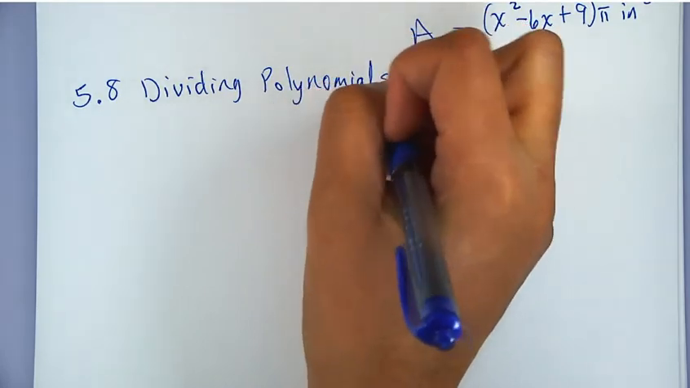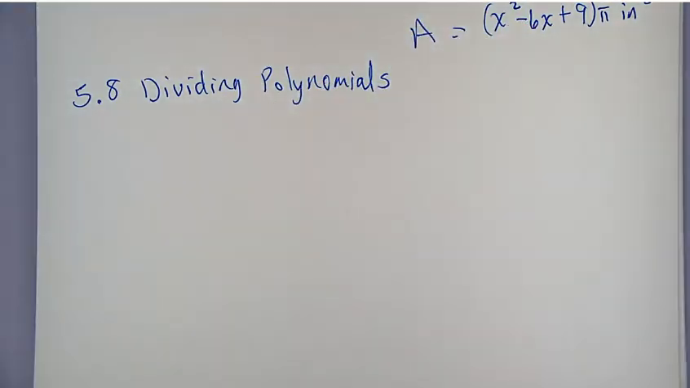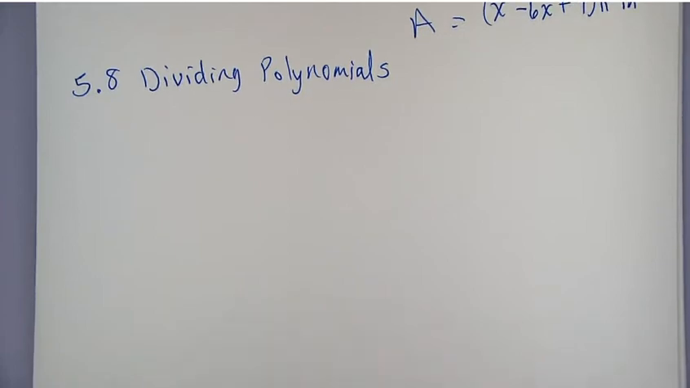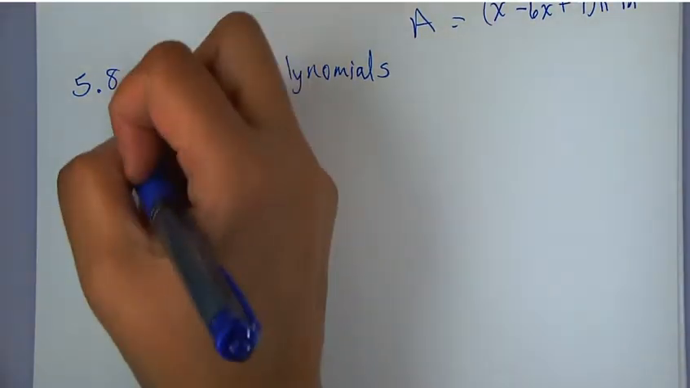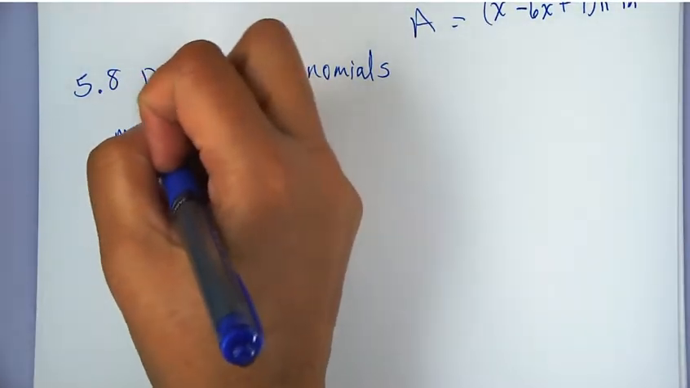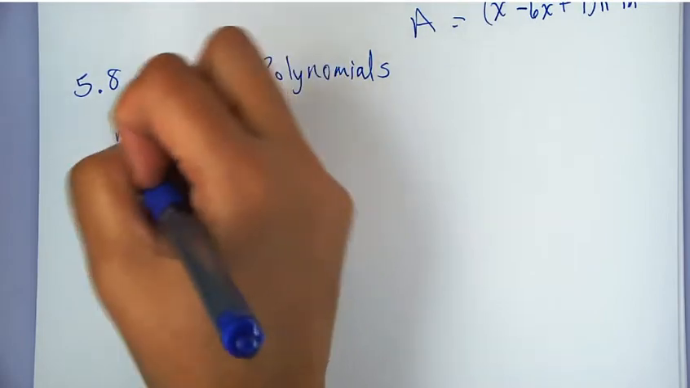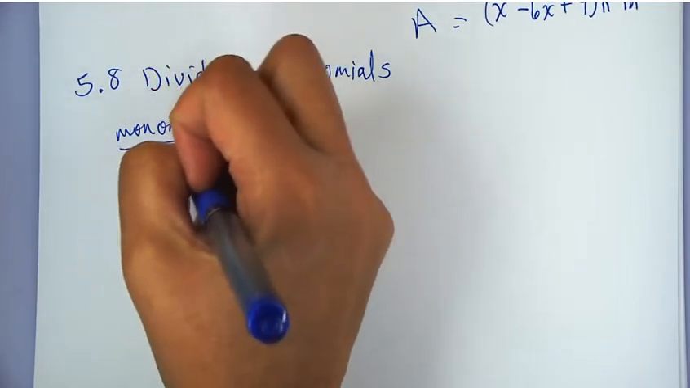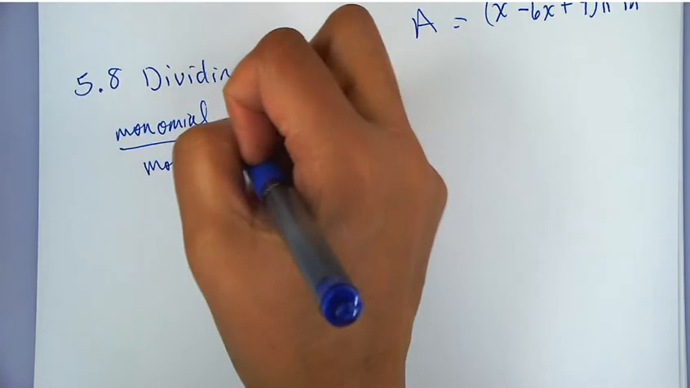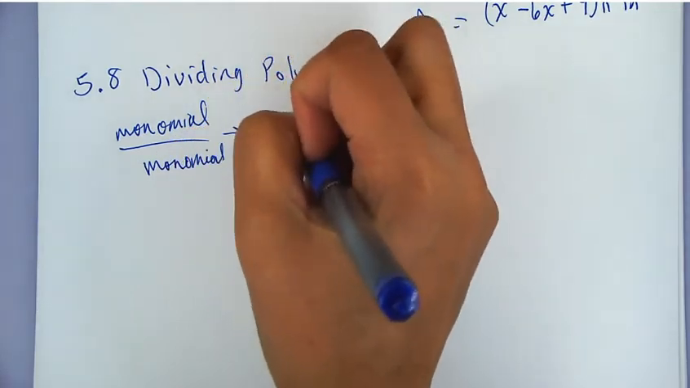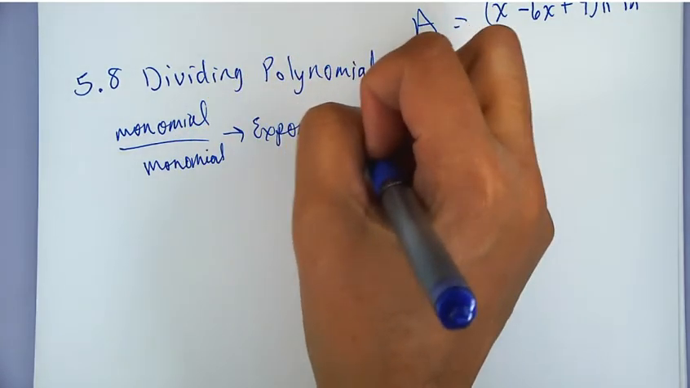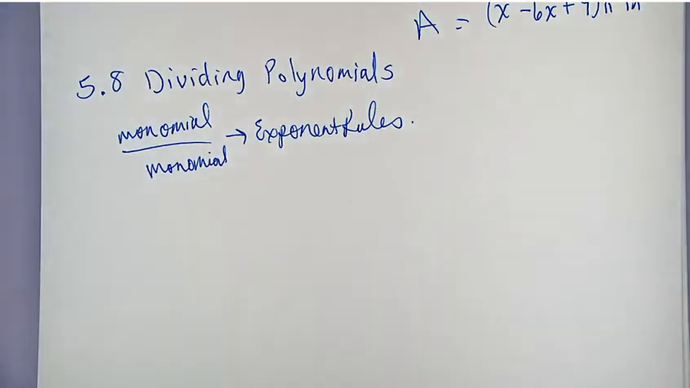So dividing polynomials. I'm going to start off with monomial divided by monomial. When you do monomial divided by monomial, you're going to be essentially using your exponent rules.